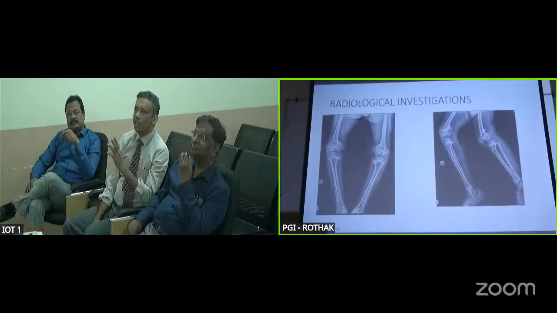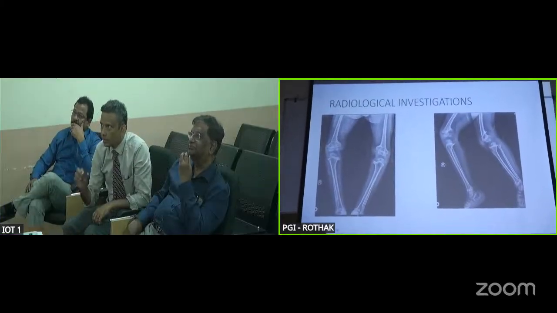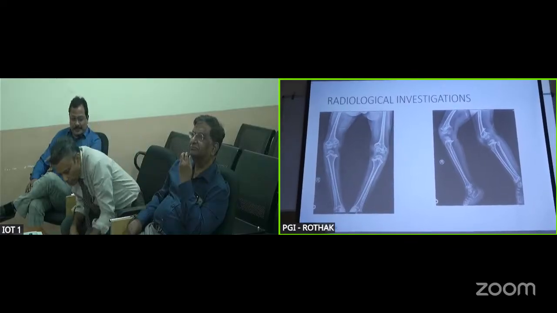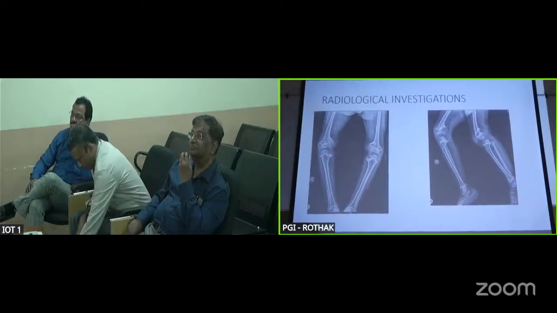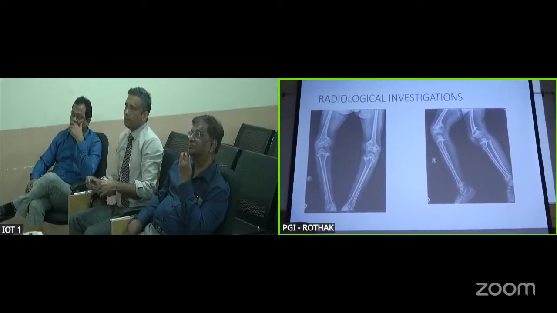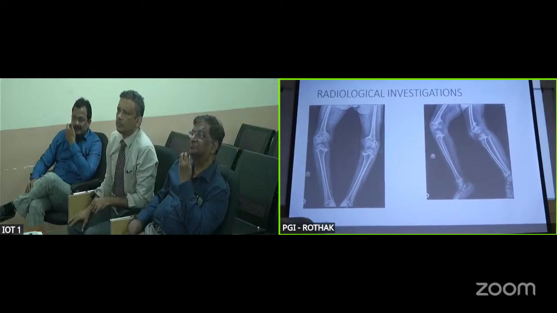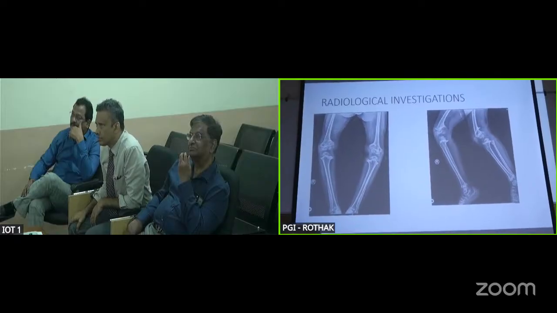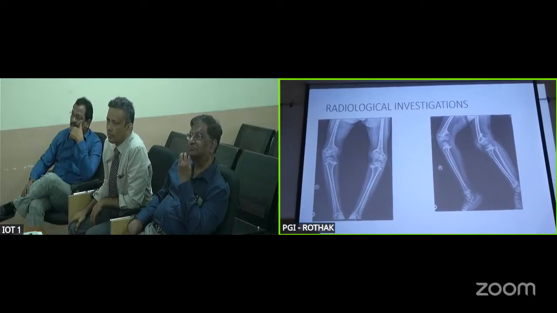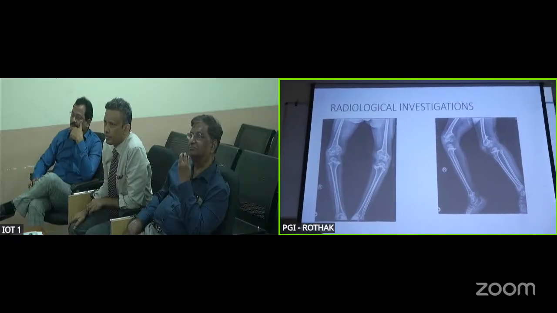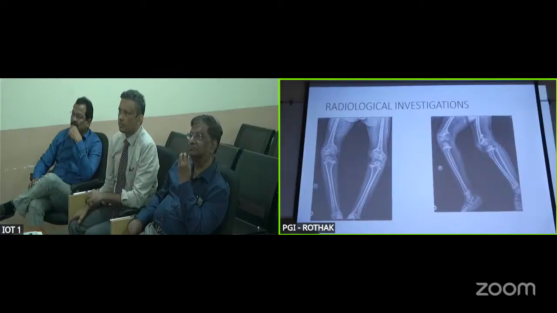So these are digital radiographs showing the anteroposterior and lateral views of the bilateral knee joint with the distal femur, proximal tibia and distal tibia. Sir, in the knee joint, we can see bilateral varus deformity on the anteroposterior radiograph. Sir, there is metaphyseal broadening, and the physis looks irregular.